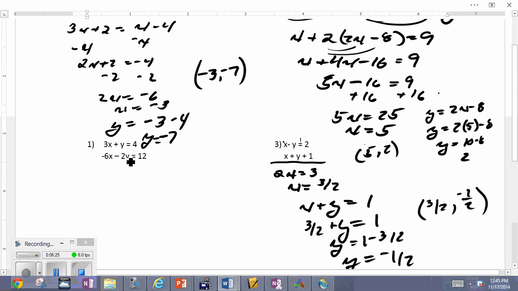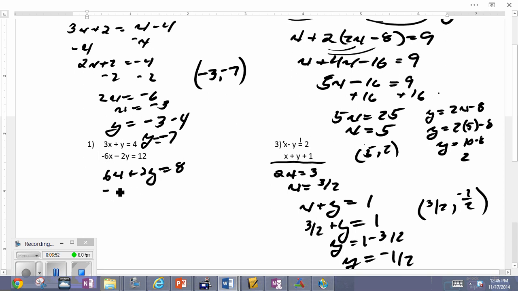But I can force that to happen by taking the top equation and multiplying everybody by 2. Because if I multiply everybody by 2, look what happens. I get 6x plus 2y equals 8. And again, it's an equation. As long as I do what I do to one side to the other, it's fine. So I multiply both sides by 2.